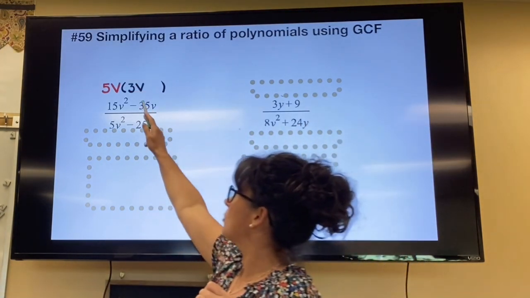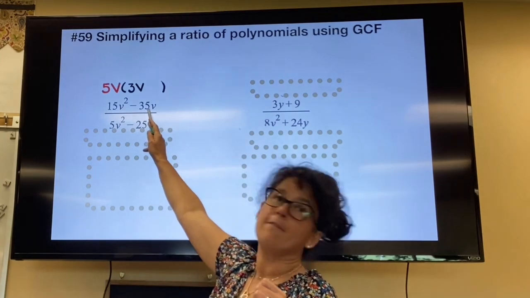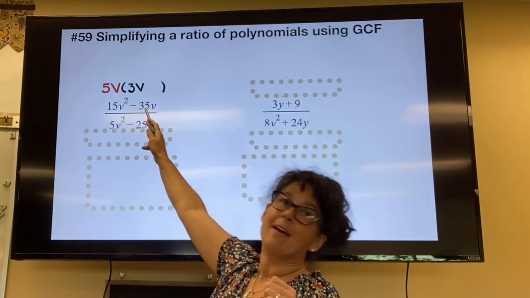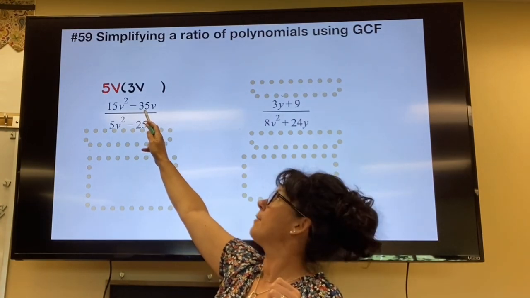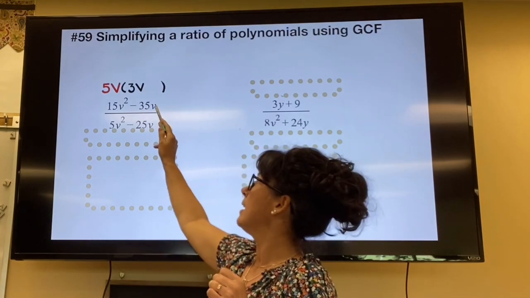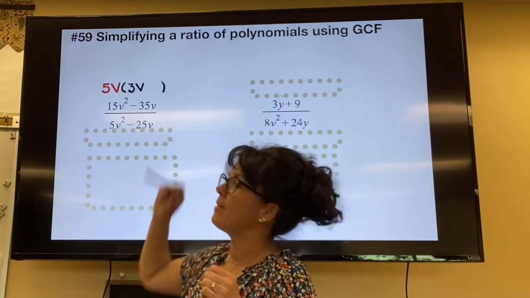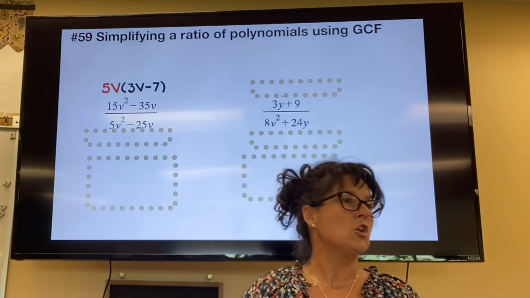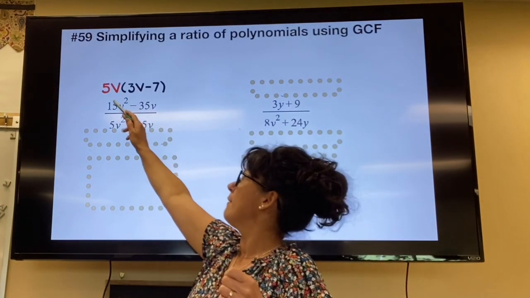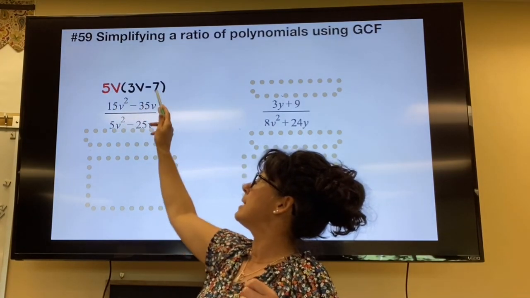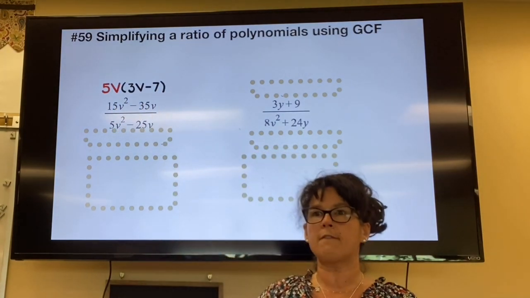Okay, so 3v. Now if I take a 5v out of the back half here, 5 times 7 is going to get me to 35. Or you can think of it as 35 divided by 5 is 7. And I'm taking the v out, so that v is gone. So I still have minus 7. You can redistribute to verify. 5v times 3v is 15v squared. 5v times negative 7 is negative 35v.